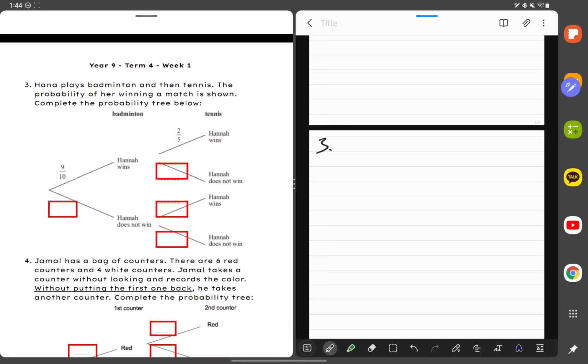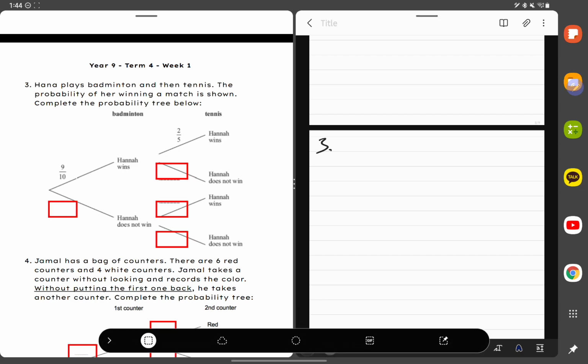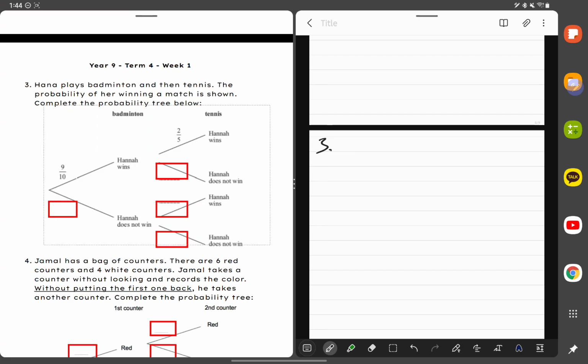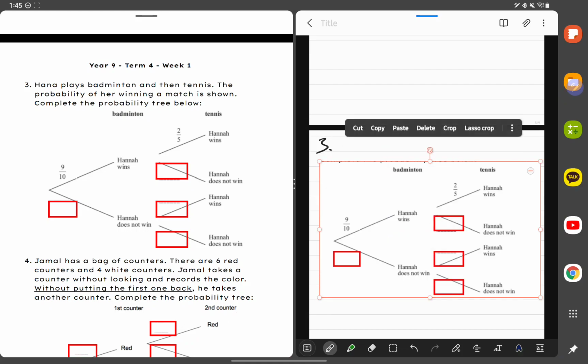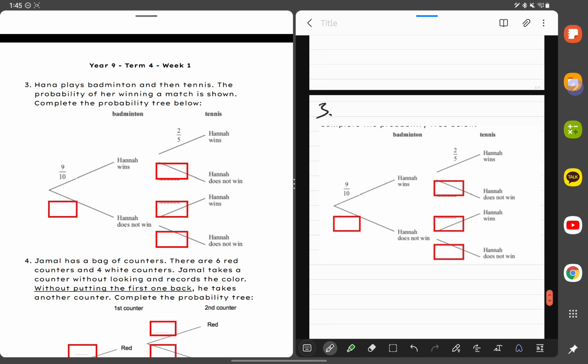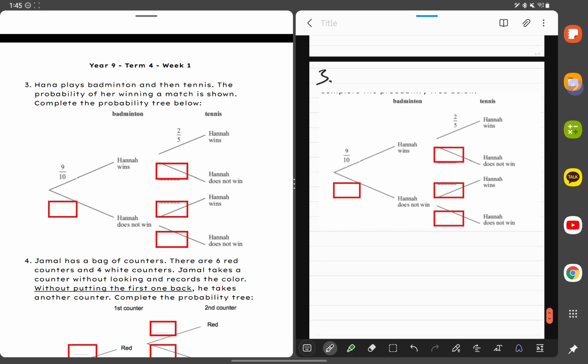That's all. Okay, Hannah plays badminton and then tennis. The probability of her winning a match is shown. Complete the probability tree below. One moment. I don't want to actually redraw that table if I can avoid it. Just a quick copy and paste. Here we go. All right, let's fill in the blanks.